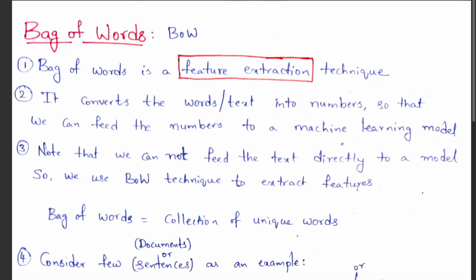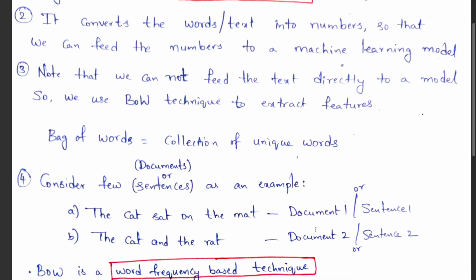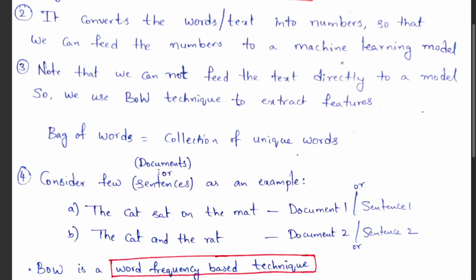So the bag of words name came from the idea that a bag is like a collection. So bag of words is nothing but a collection of unique words that are present in our corpus. So let's take a few sentences or documents. In natural language processing, the terms sentence and document are used interchangeably. We could call this piece of text a document in the sense that this text came from a document, or we could also call it a sentence. For the purpose of this video, we'll treat each piece of text as a document.